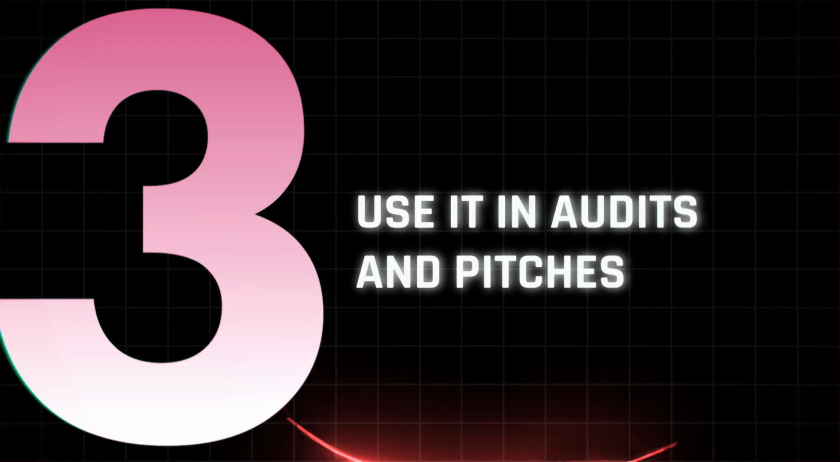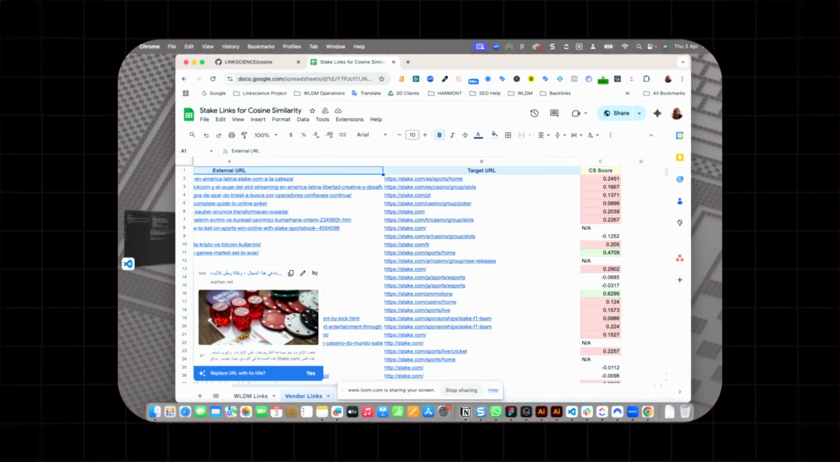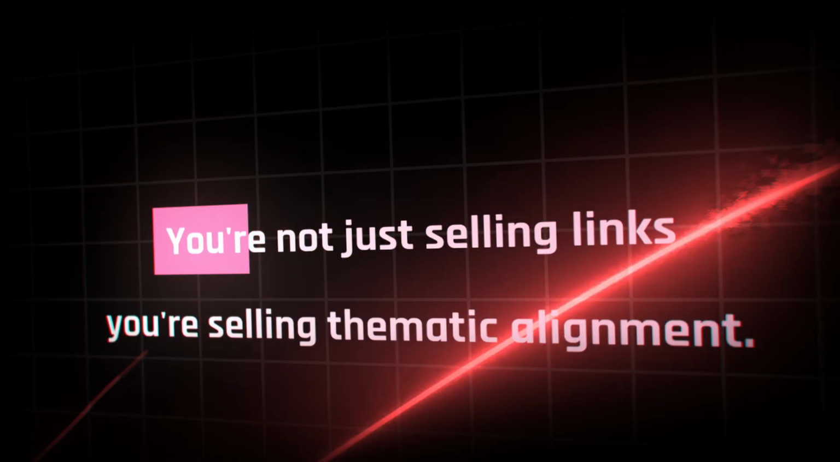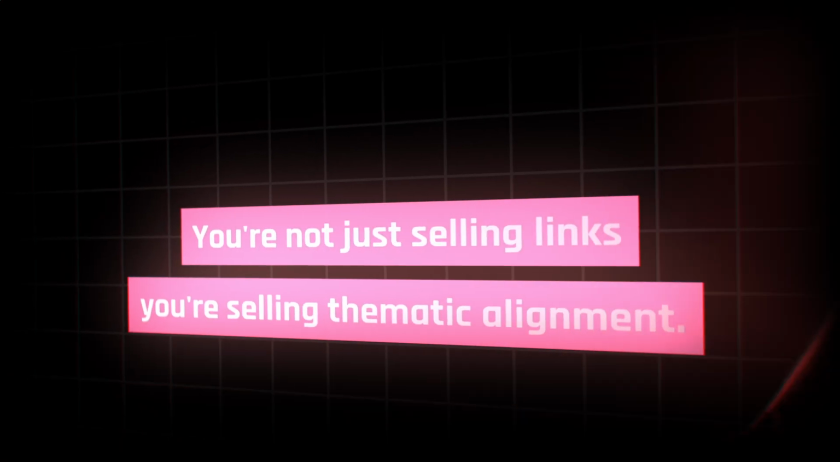This is where it gets fun. When pitching a new client or reviewing their existing links, use a semantic similarity audit. Flag links with negative or near negative scores, over-optimized anchors with low topical relevance, and high DR placements with no contextual value. In contrast to that of your own sample links, scored, visualized, and backed by math. This is how we win audits. You're not just selling links, you're selling thematic alignment, and that hits different in the boardroom.